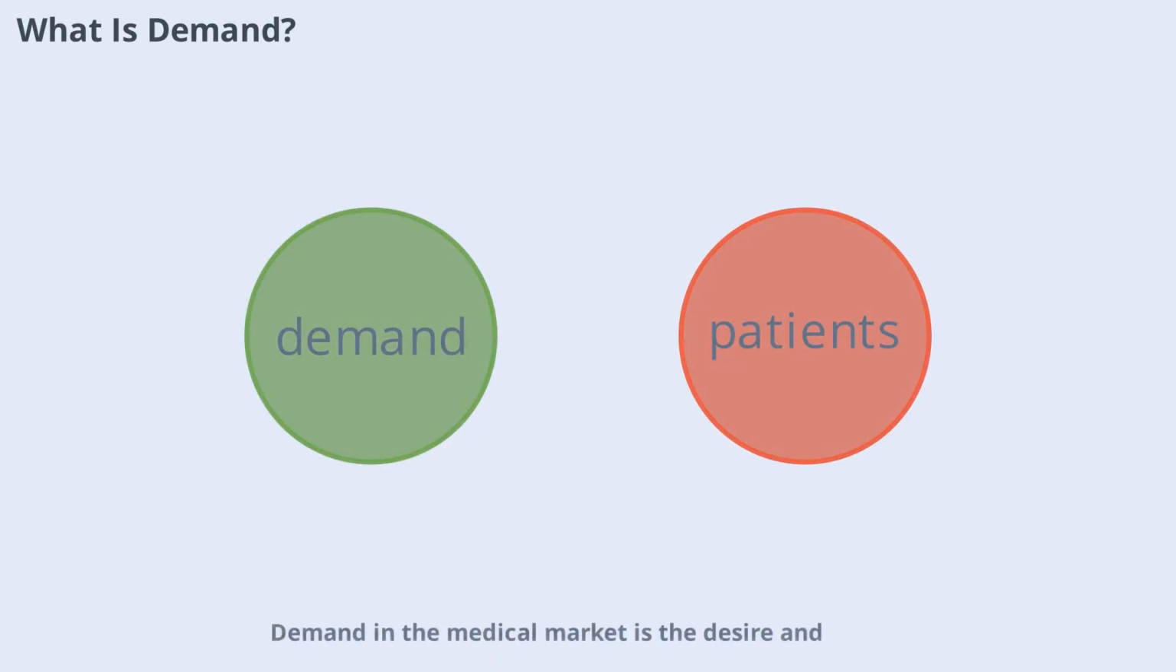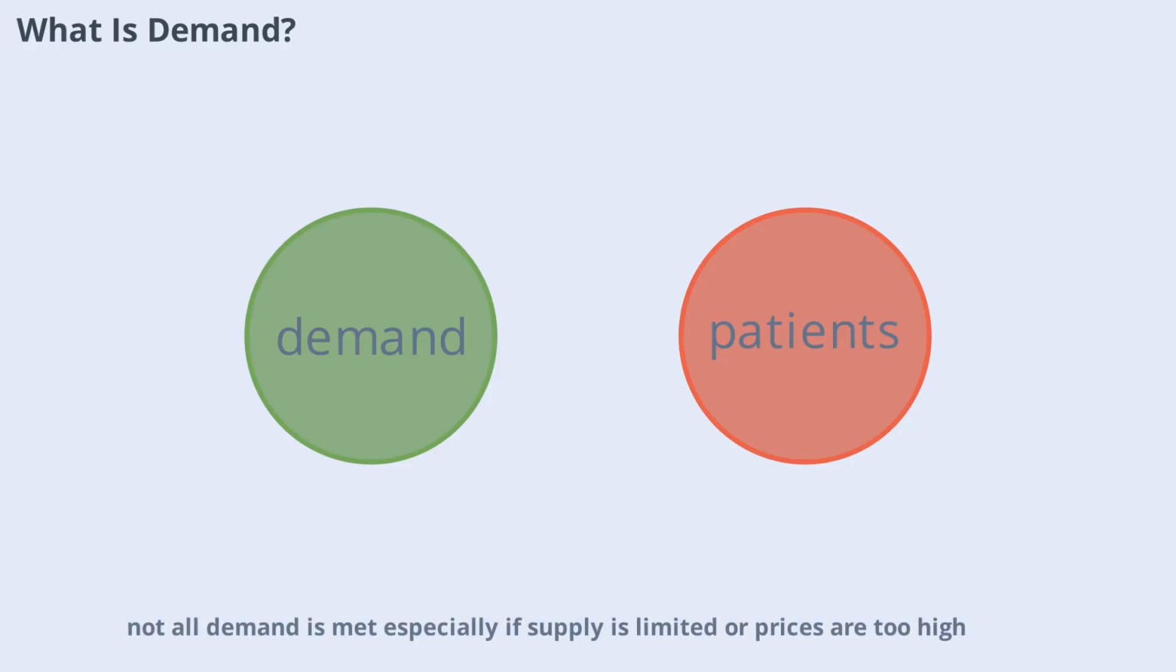Demand in the medical market is the desire and ability of patients to seek healthcare services and products. This demand is shaped by factors such as population size, age, income, and the prevalence of diseases. When more people need care or when new treatments become available, demand rises. However, not all demand is met, especially if supply is limited or prices are too high. Understanding demand helps explain why some services are more popular or why certain medications are in short supply.